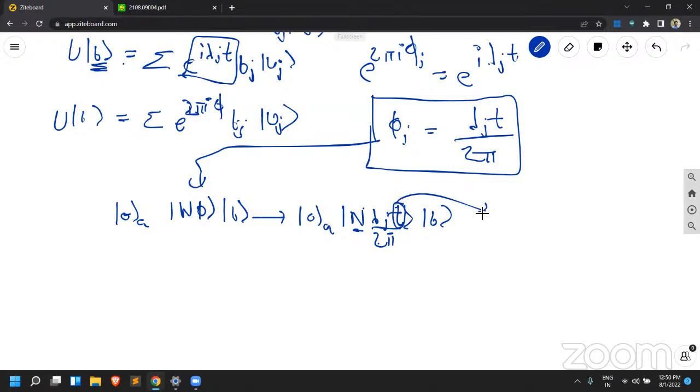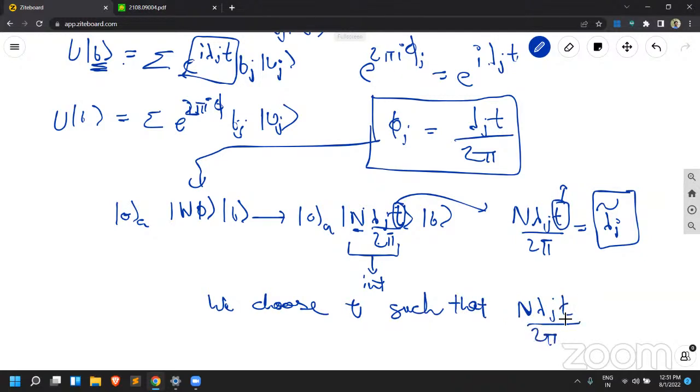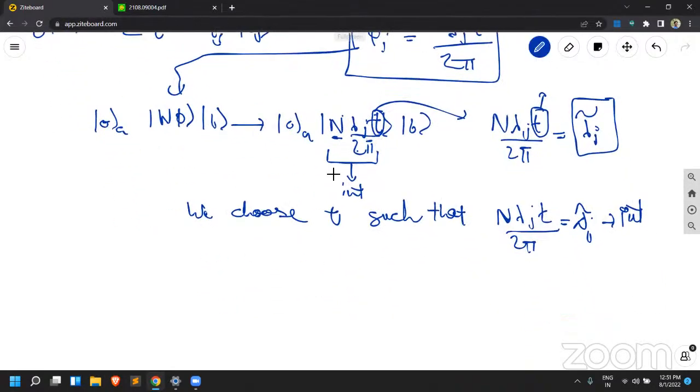So what if we choose the value of t such that this whole thing becomes an integer? So let's say lambda j times t by 2 pi is equal to some lambda j tilde. So this lambda j tilde is an integer based on what value we choose for t. Basically, we choose t such that this whole term lambda j t by 2 pi, which can be written as lambda tilde j, becomes an integer, right? So now our problem is solved. We have used our free parameter so that we can have an integer over here.